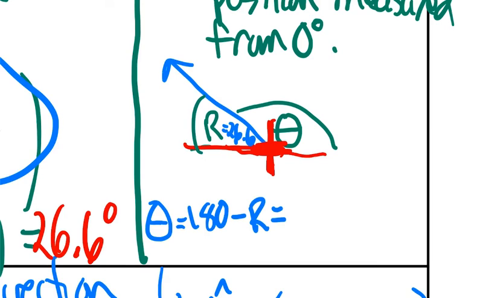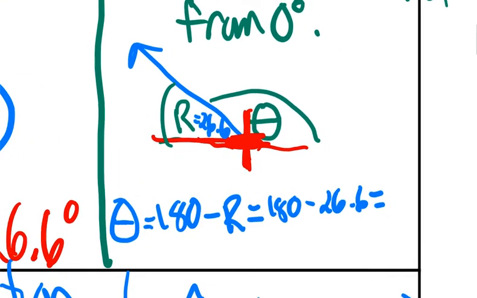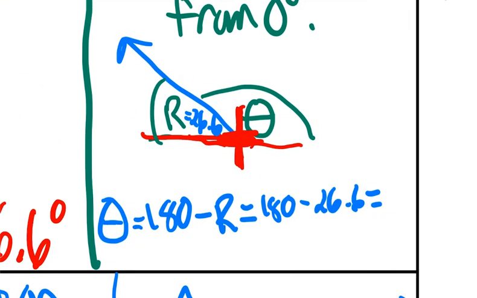So what will theta be? Theta is the principal angle, right? Starting from 0, rotating counterclockwise. 180 minus 26.6. Well, 180 minus 30 is 150. So the angle's a little bit more than 150. It's actually 153.4.